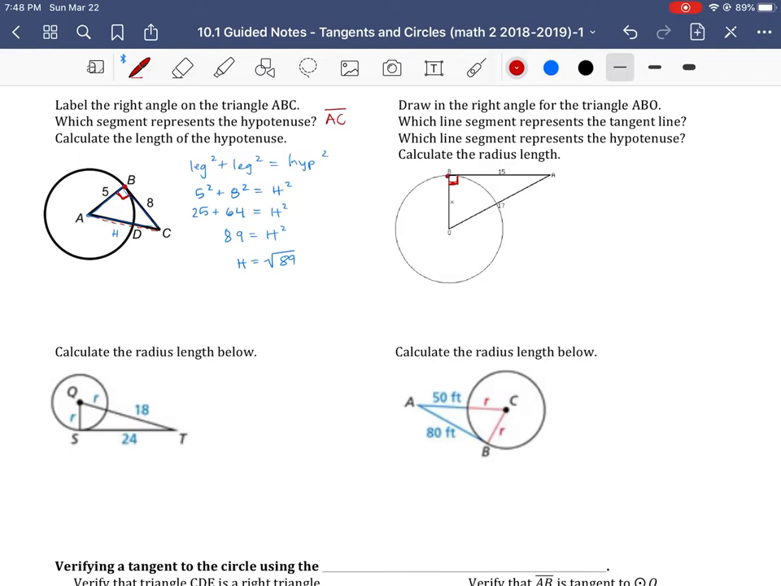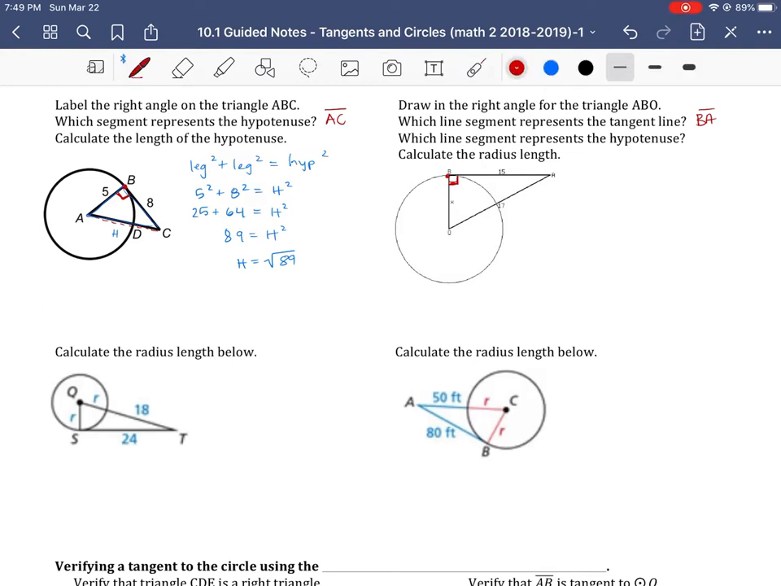So again, it's at that point of tangency. It says which line segment represents the tangent line. So remember, the tangent line is the one just touching the circle. So it looks like we're going from B to A. If I were to show that from B to A, this guy right here is the one that's just touching the circle. That's the tangent line. This one's going inside the circle, so it's not that guy.